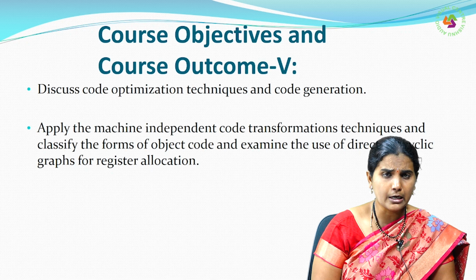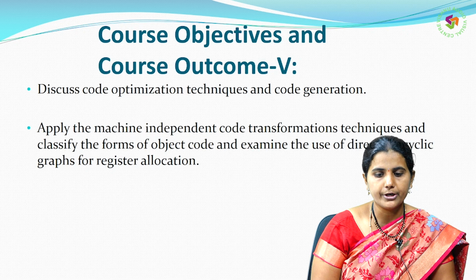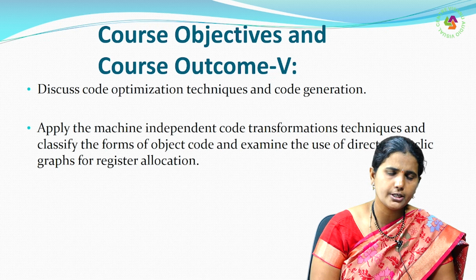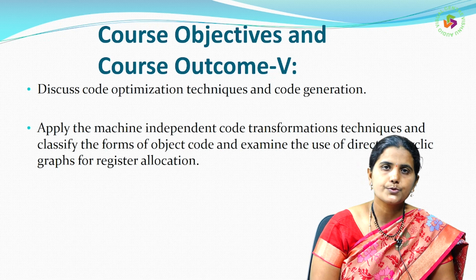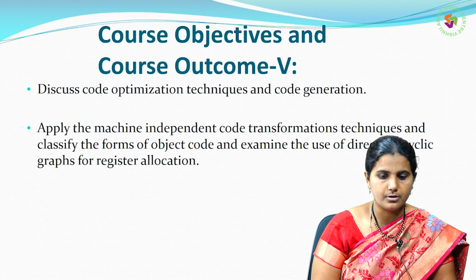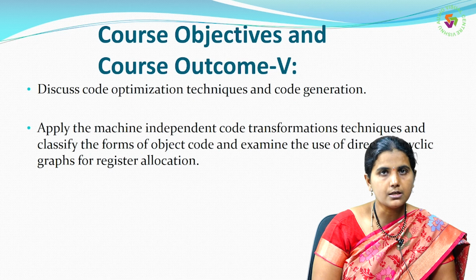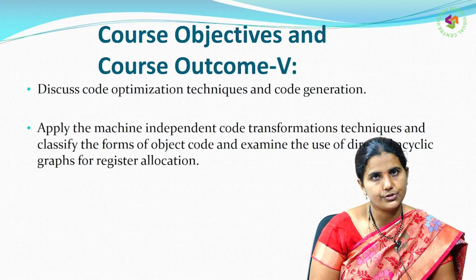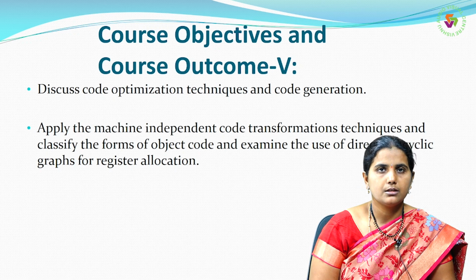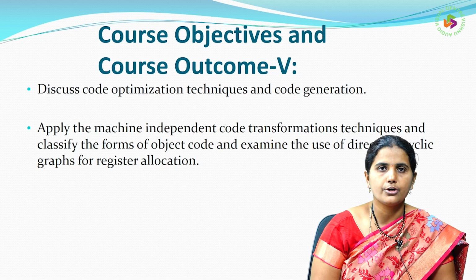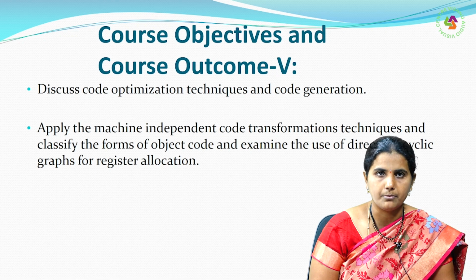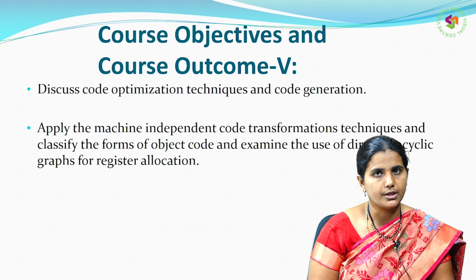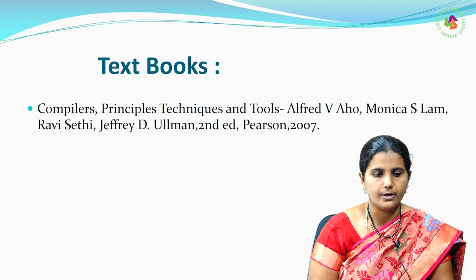After completing the 5th unit, the students can gain the knowledge of machine independent code transformation techniques. Different types of transformation techniques are there. The students can gain the knowledge of translation forms, as well as object code generation, and we are going to learn the acyclic graph and register allocation. Up to the 5th unit, we are going to reach the final phase of the compiler. Finally, we are going to generate the assembly level language code.